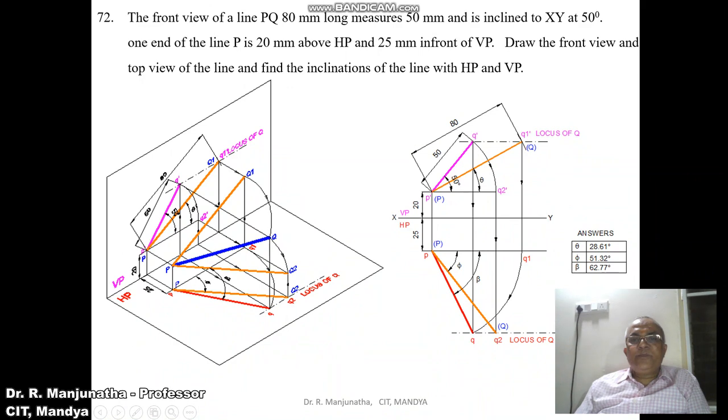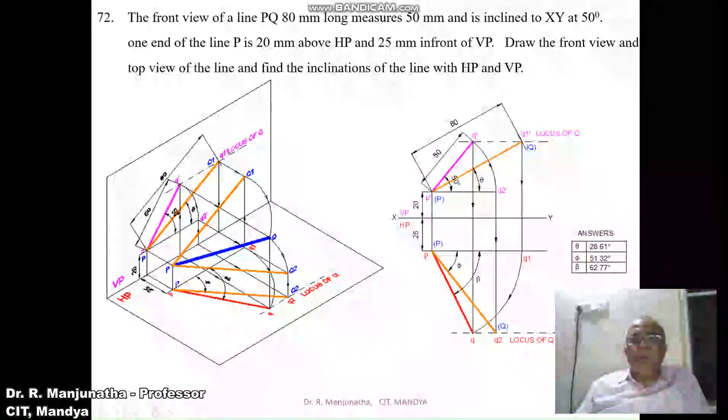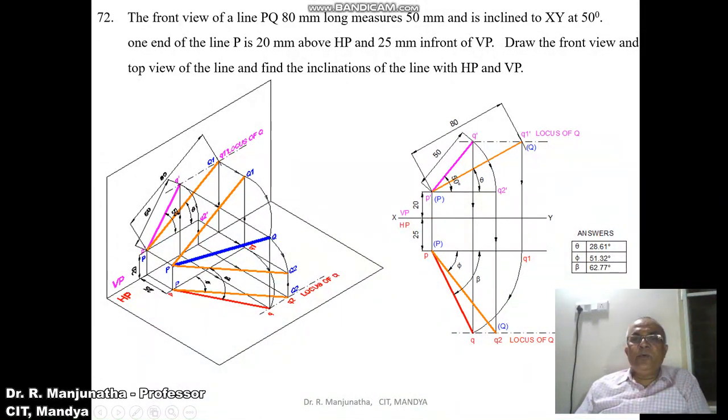Then we know the true apparent inclination in the front view, which is 50 degrees, and draw a line inclined at 50 degrees with the 50 mm line. So we get the locus of Q in the front view. As we know the locus of Q in the front view, he has given the true length also, which is 80 mm.